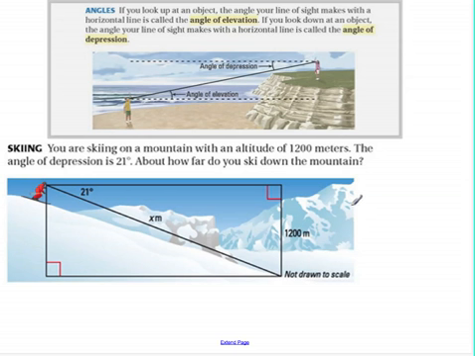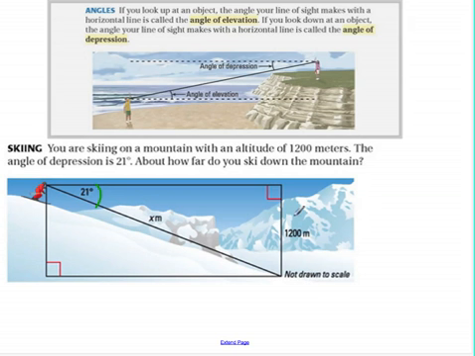There's one example problem that I'm going to show you dealing with skiing on a mountain. It says you are skiing on a mountain with an altitude of 1,200 meters. Wow, that's pretty high. The angle of depression is 21 degrees. About how far do you ski down the mountain? The idea is if they did not provide you with a picture, you would need to know that you are 1,200 feet in the air, and that when you look straight out, that's 0, and when you look down at a 21 degree angle, that's what you're looking at. So we're really looking at this angle right here, and we're trying to find basically the hypotenuse of this.